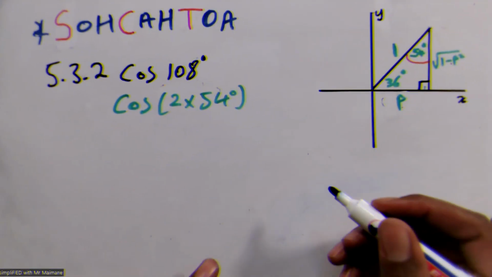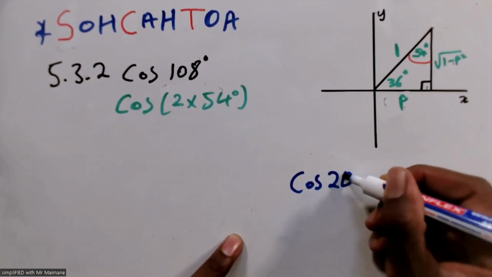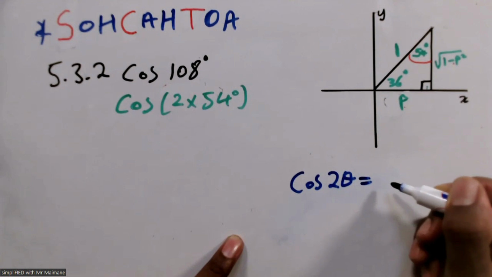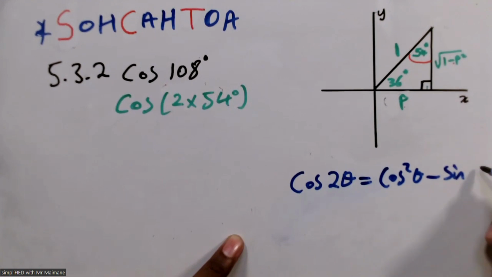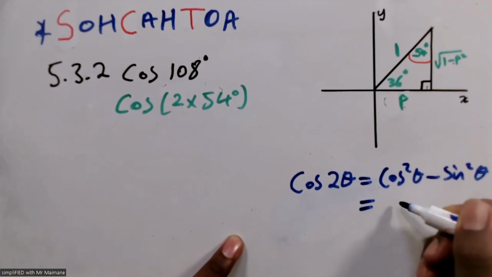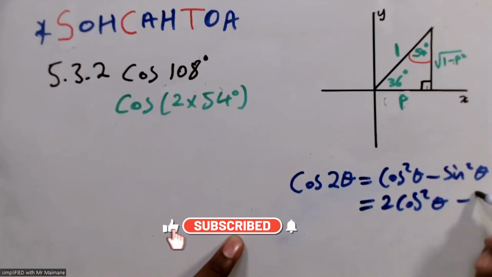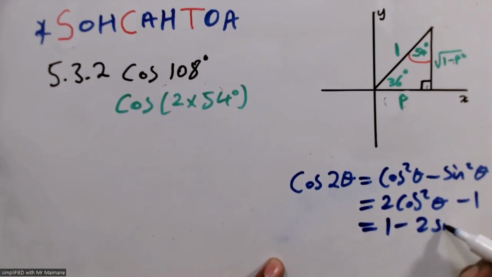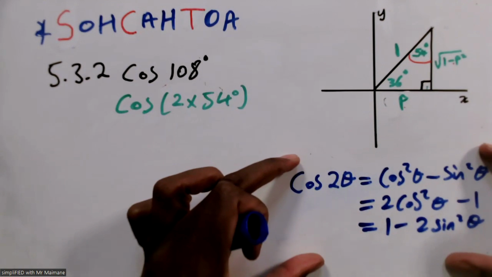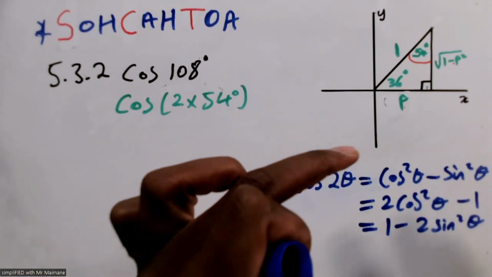By saying a double angle, you can look at it like this. We know that cos 2 theta is the same as cos squared theta minus sine squared theta, which can then be proved to be the same as 2 cos squared theta minus 1, or this is the same as 1 minus 2 sine squared theta. These are just double angles. There are proofs for this, but for now, we're just supposed to know it like this.